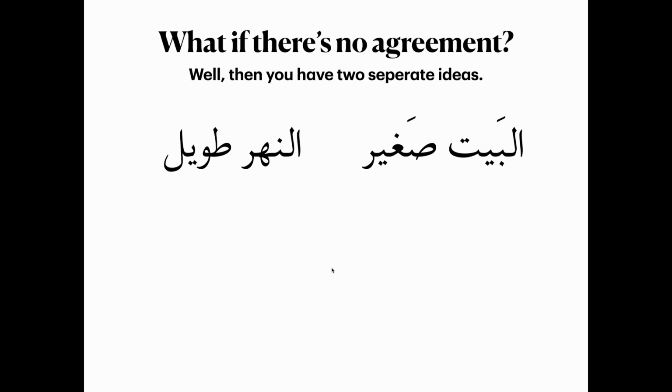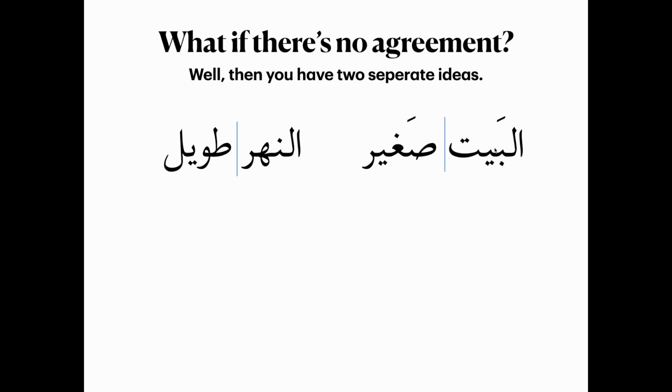What if in the case that there's no agreement? Because it is possible. It is possible when you just have al bayt saghir and al nahr tawil. It does happen. But what does it mean? Well, it means an entirely different thing. If you rip off al from these adjectives here, you separate them both. You don't have al uniting these words anymore. You have two separate ideas in your sentences.